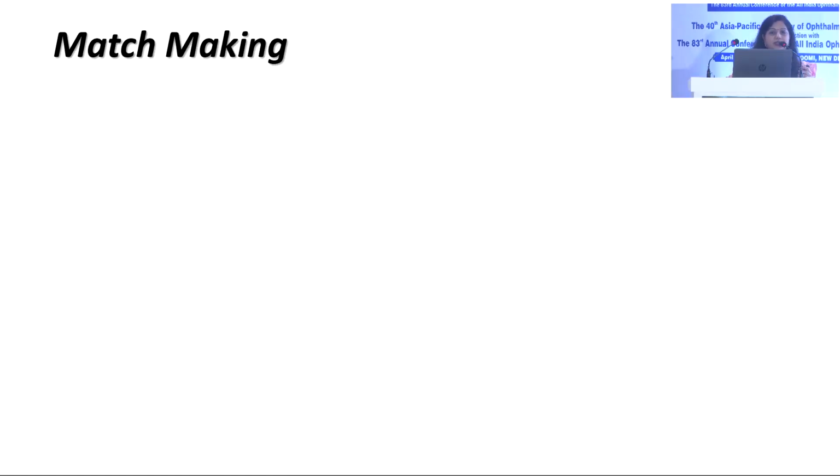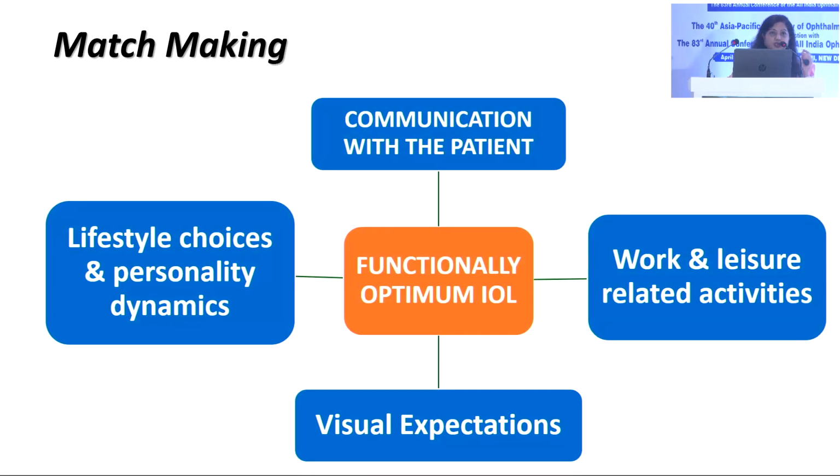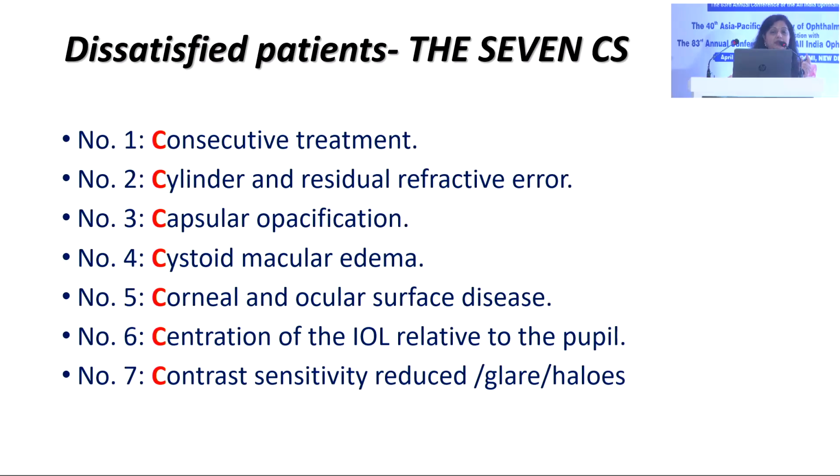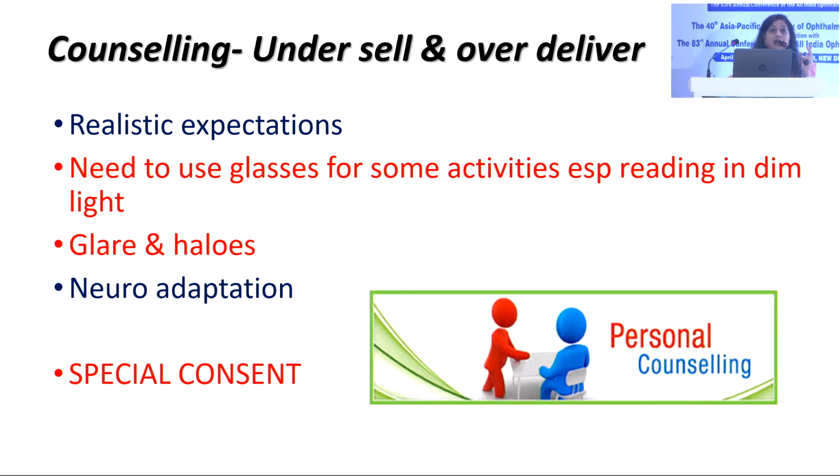So what you need to be is a matchmaker. Choose the functionally optimum IOL for your patient and combine their visual expectations with the lens that you are putting. And if your patient is unhappy, remember that these could be the various reasons why a patient could be unhappy, and you need to really address these situations. Counseling of these patients is important. Need to take a special consent and also explain to them about neuroadaptation, glare and halos.